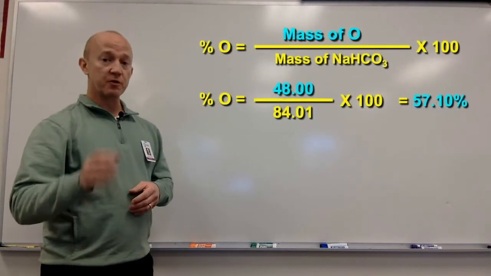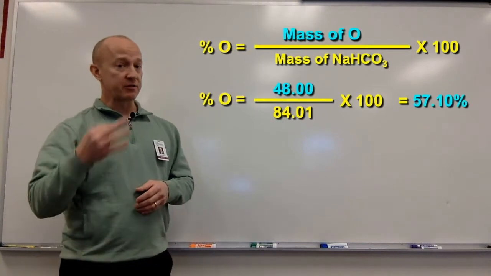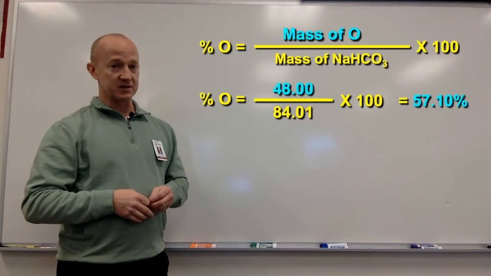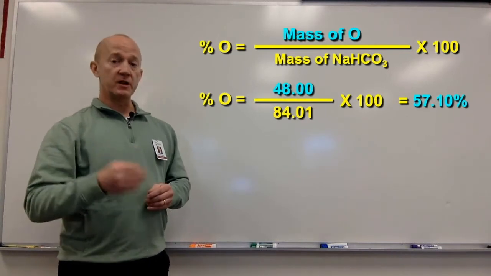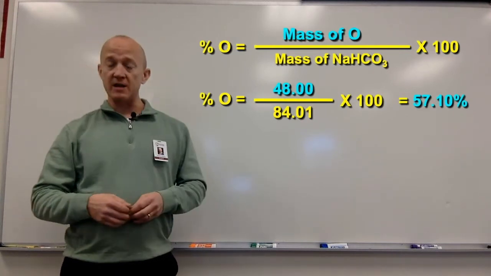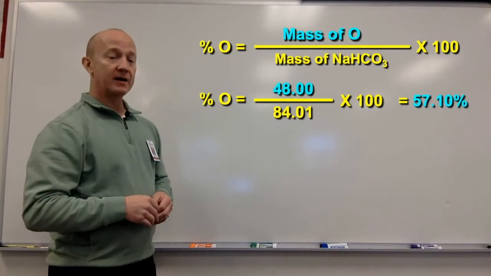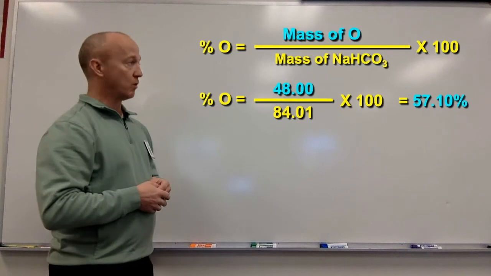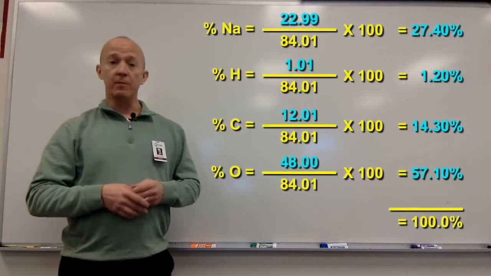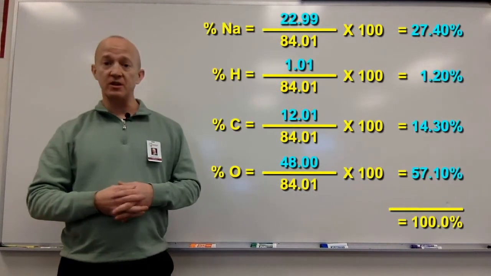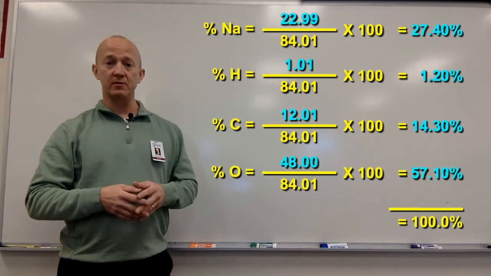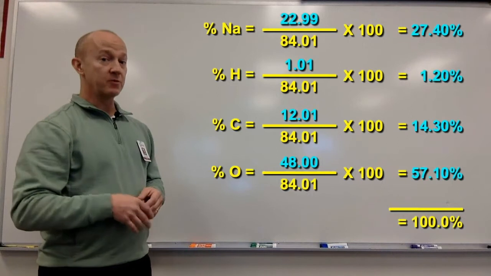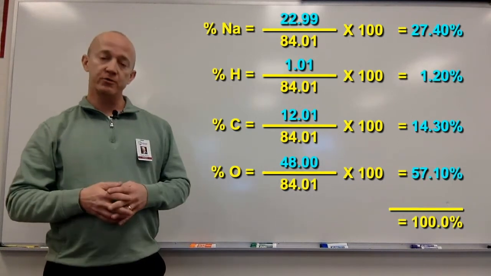And lastly, for the oxygen, remember, we have 3 times the oxygen, don't we? So we use 48 instead of 16. So 48 represents 3 times the molar mass of oxygen, divided by the molar mass of the entire compound, and we get around 57.1% oxygen. So there you go. That's the percent composition of sodium bicarbonate, or baking soda. You'll notice that when all the percentages are combined, we get, of course, 100%.